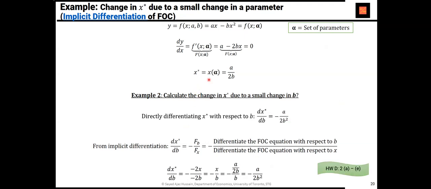In the case of a small change in b, same thing. I would differentiate the big F function with respect to b, which in this case would be minus 2x, and then divide by the big F function differentiated with respect to x, which is minus 2b. The minus and minus go away, so you're left with a minus here. 2 and 2 go off to heaven. x over b over here. But x was a divided by 2b, so when you simplify, you get the exact same answer as direct differentiation. Pretty cool.